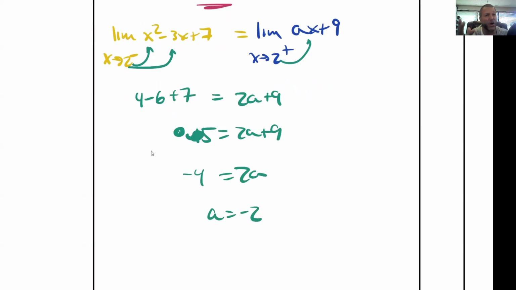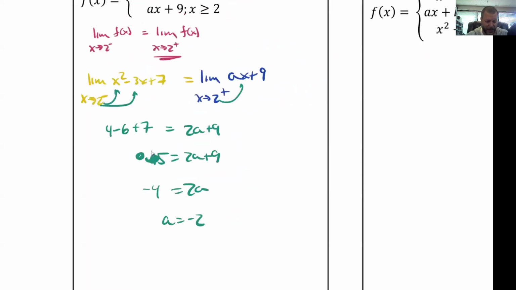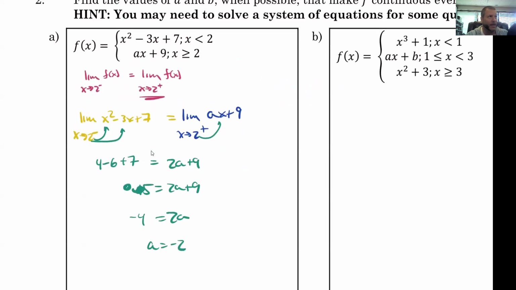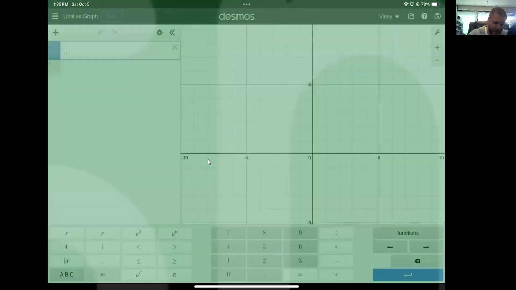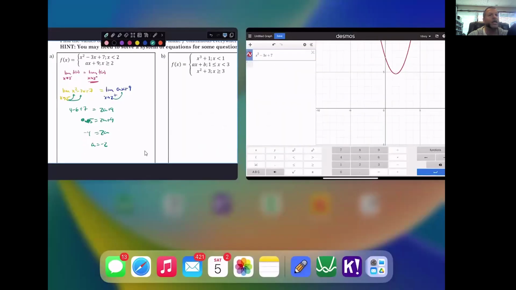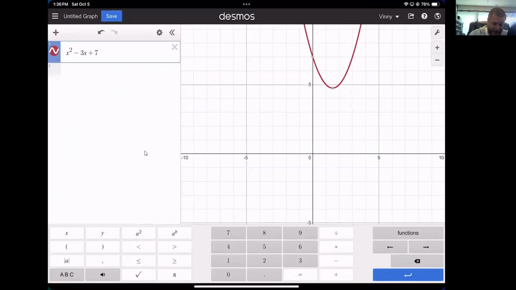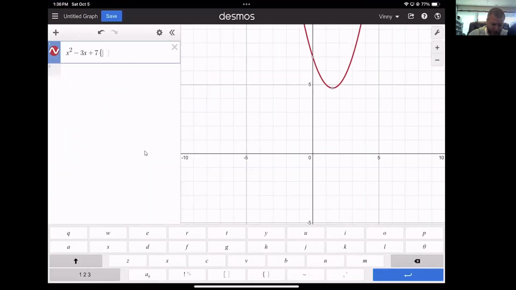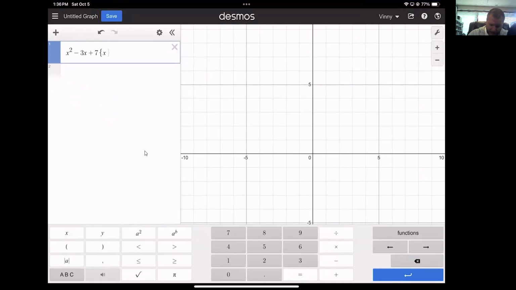Now, for these questions, you can always check that you have the right answer because you can just throw things into Desmos. So again, I recommend you do those things. So we have x squared minus 3x plus 7, that's our first function. If we want to make sure that we're only graphing whenever x is less than or equal to 2, we can do a restriction of x less than 2. So then we can just get that part of the domain.